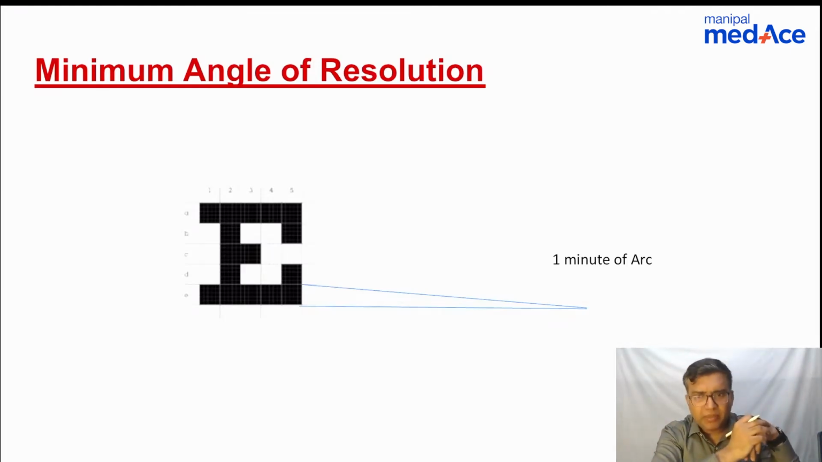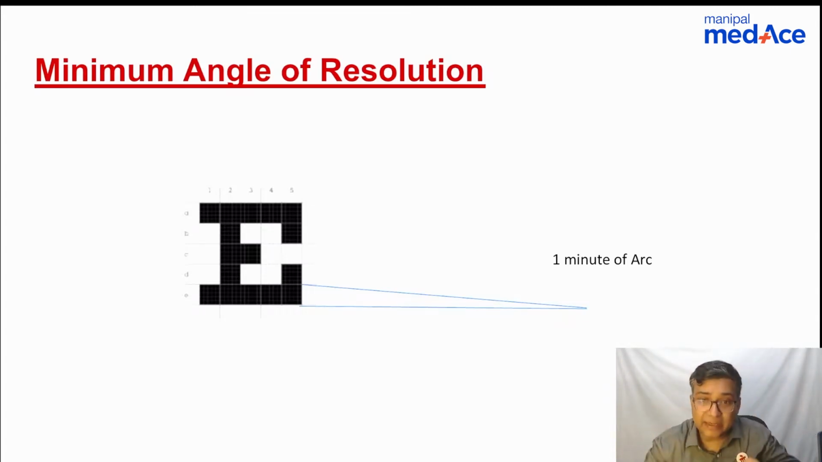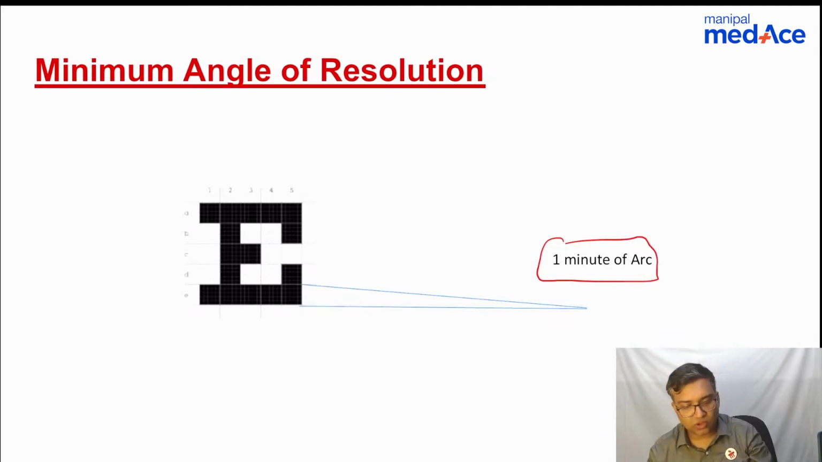Now what is the meaning of minimum angle of resolution? Minimum angle of resolution means that the two lines are separated so closely that our eye is able to distinguish them differently. If they are closer than that, I would think that this is only one line. So that is the minimum distance between the two lines so that my eye can understand that these are different lines, not the same line, and this angle is 1 minute of arc. This was also a previous year question, so please remember it.